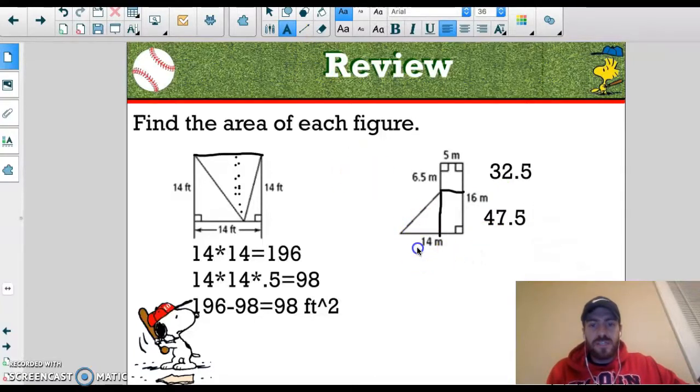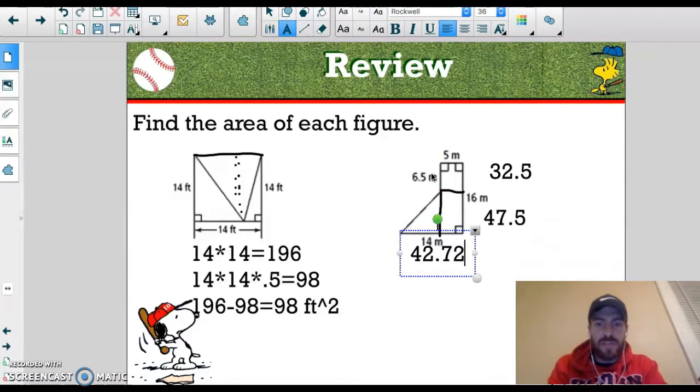Last but not least is this triangle. The base is 9, the height again is 9.5, and then we have to multiply by 1/2. So we're doing 9 times 9.5 times 1/2, which is 42.75.